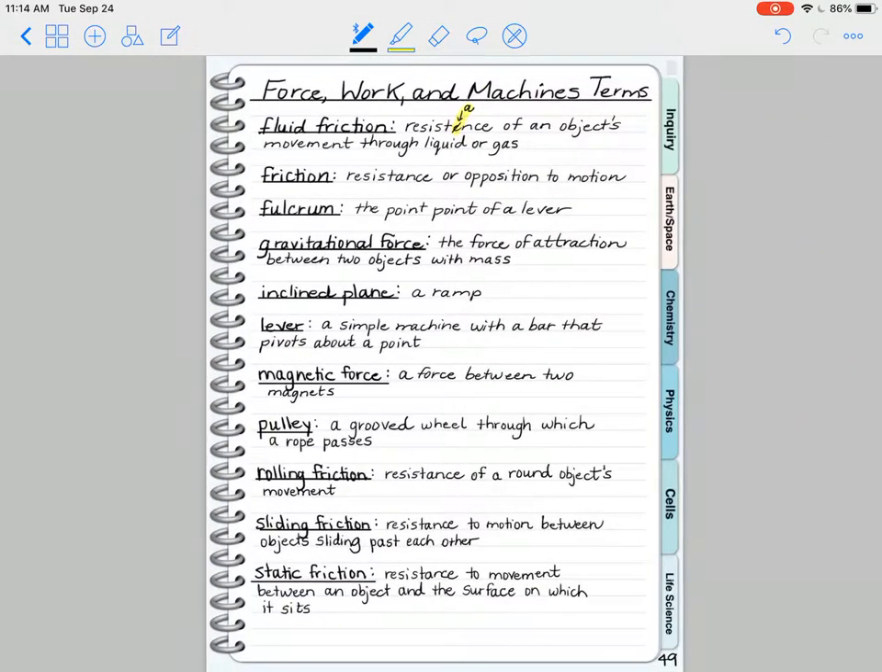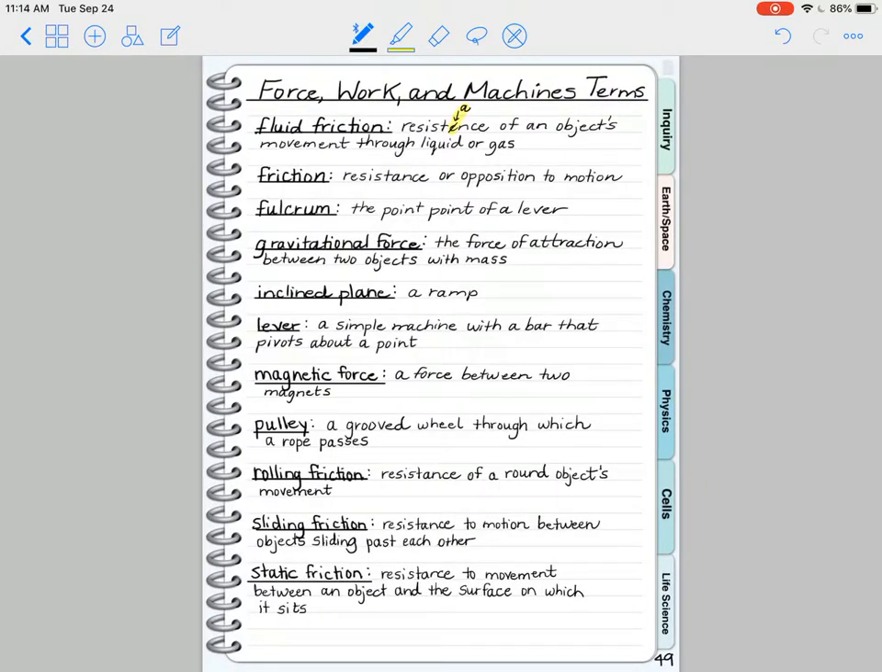Okay, I forgot to tell you this is pages 105 to 109 in the textbook if you want to read more about force and work in machines.